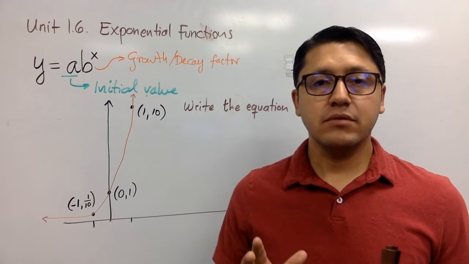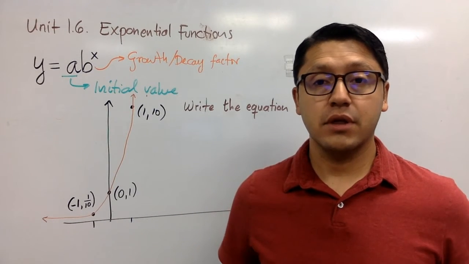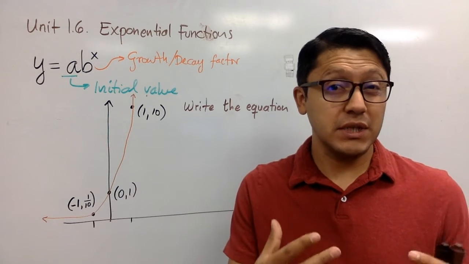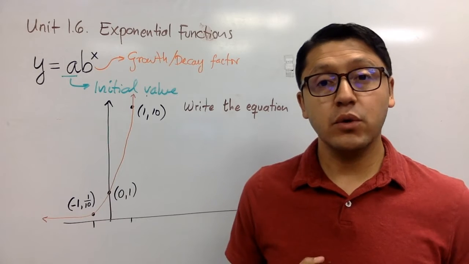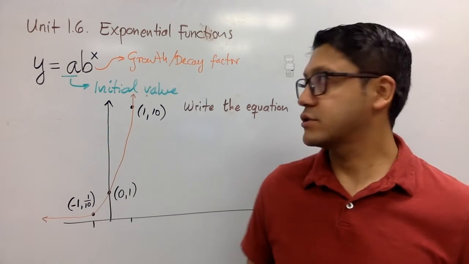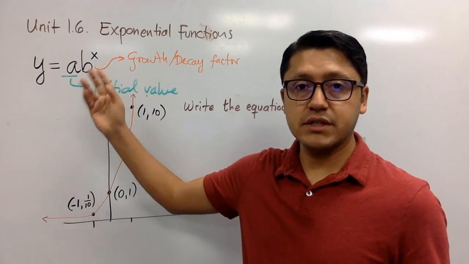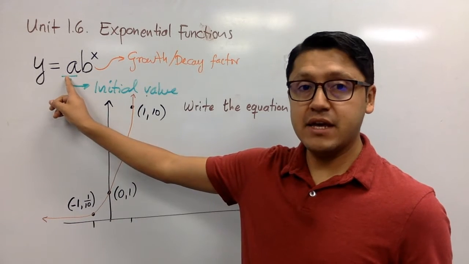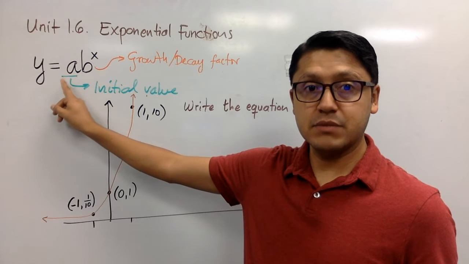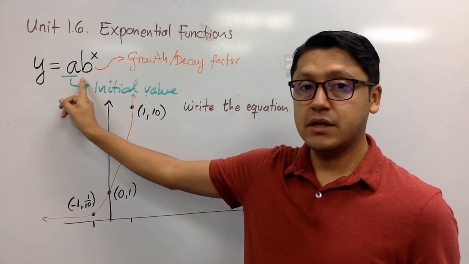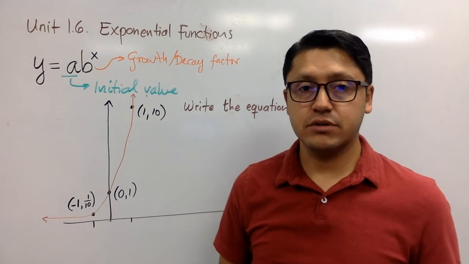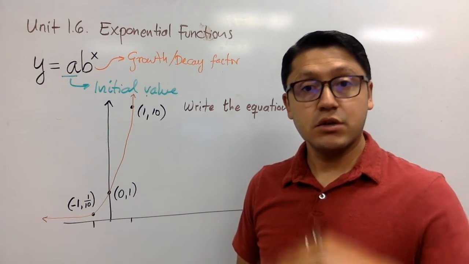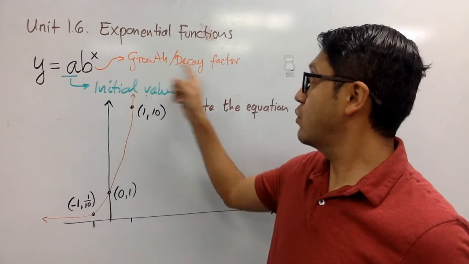Okay, now taking into account the graph of an exponential function, we assume that it's an exponential function. We are going to write the equation of that function. It means we are going to write this, which means we need to identify what A is and what B is. It means the initial value and the growth or decay factor.